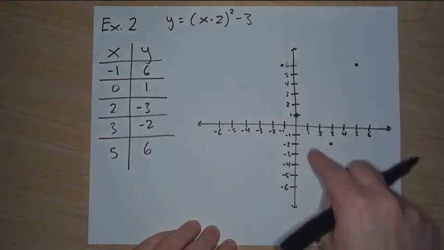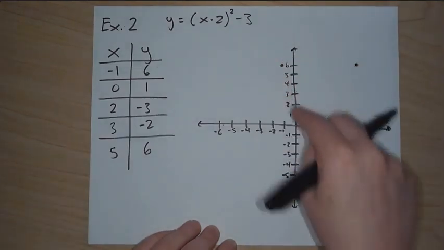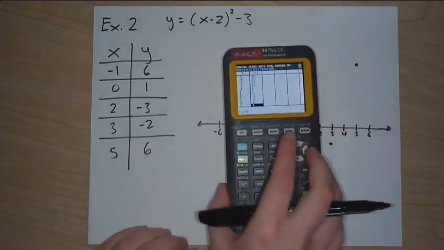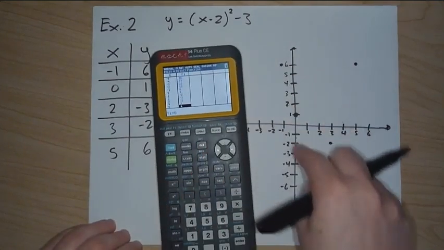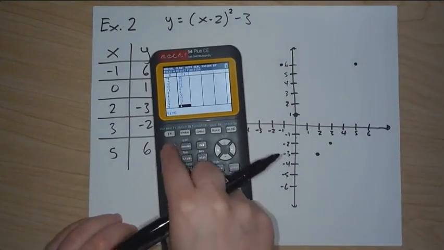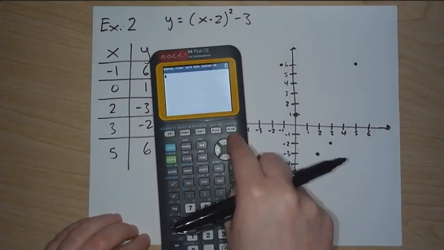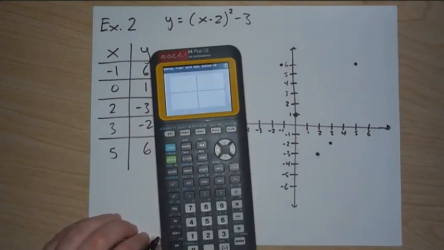So it looks kind of like a bowl or a parabola. We're going to go into our calculator and make sure that we have the general shape correct. So to do that, I'm just going to press graph, and it should draw that function we inputted earlier.